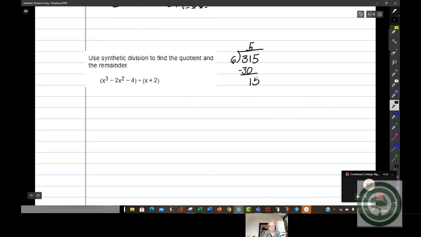Bring down the 5. 6 won't go evenly into 15, but it will go evenly into 12. So 6 goes into 12 2 times. 2 times 6 is 12. 15 minus 12 is 3. This is the quotient. And this is the remainder.